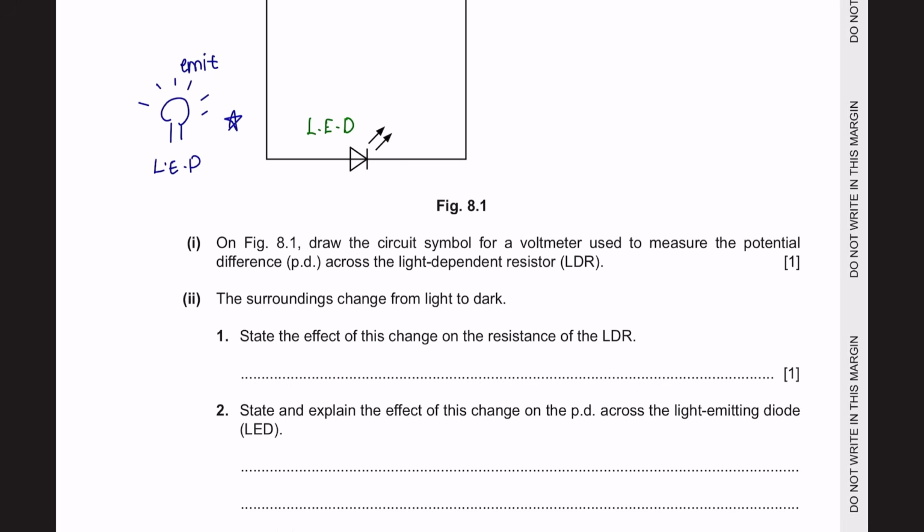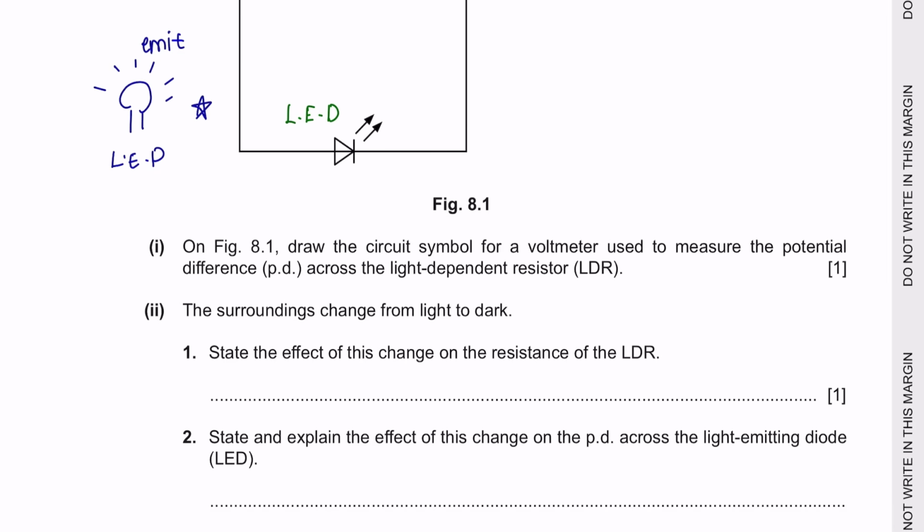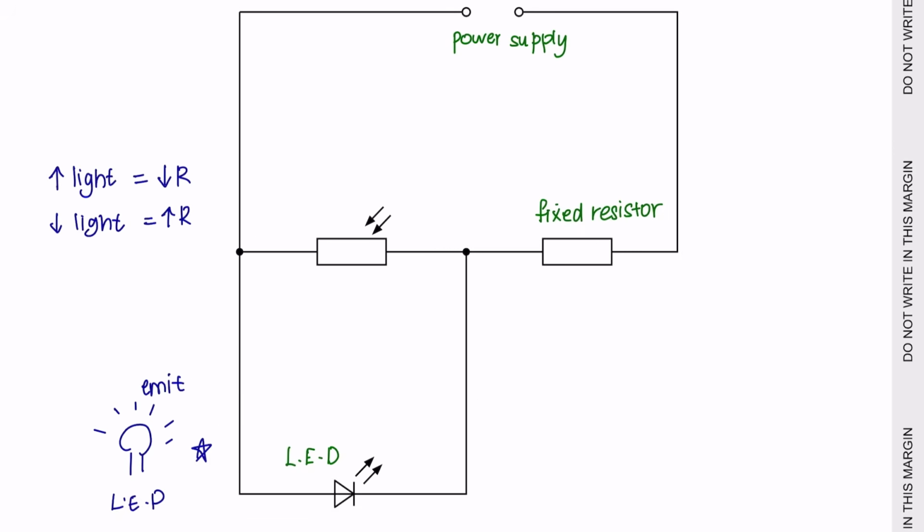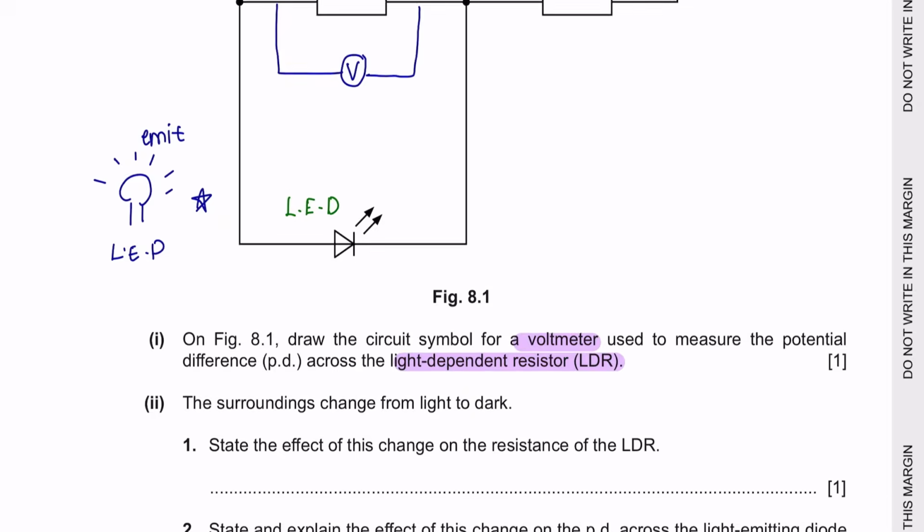Question part 1. On figure 8.1, draw the circuit symbol for a voltmeter used to measure the potential difference across the light-dependent resistor. So this here is your light-dependent resistor. A voltmeter has to be placed opposite of your component. So you can place it like this or even opposite on the other side like this. It doesn't matter as long as it is on the opposite side and not along the lines of the circuit.